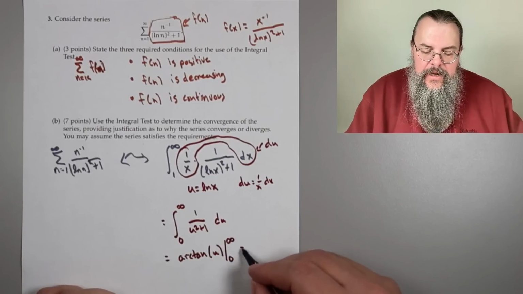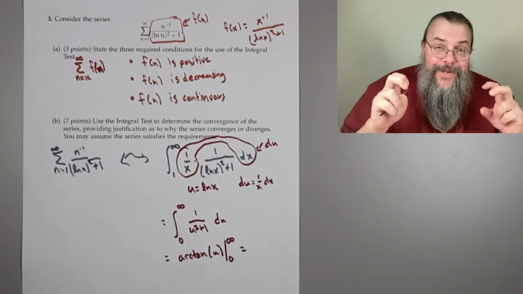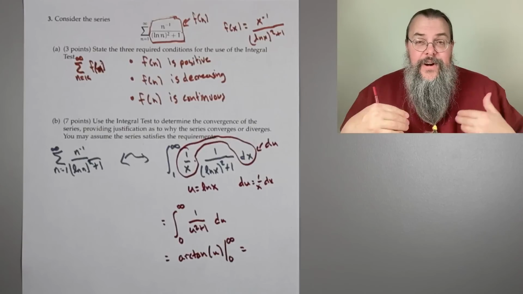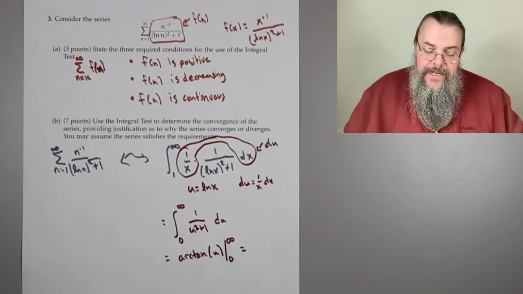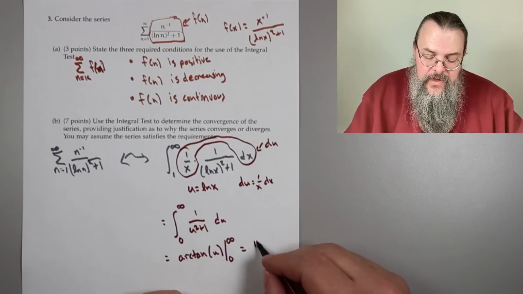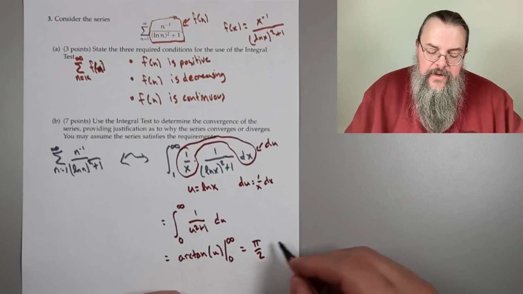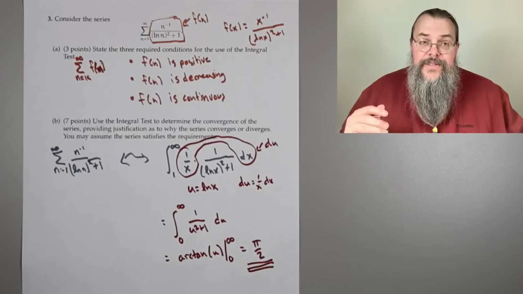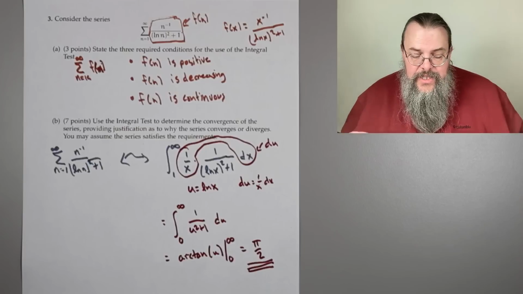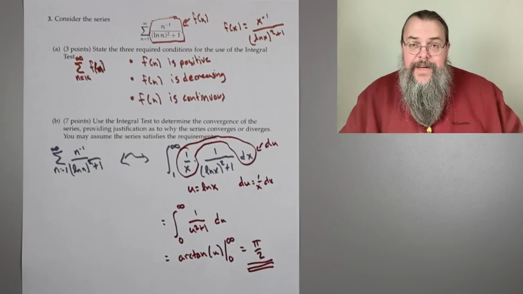Now you plug in infinity, and you say, well, what happens as arctangent goes to infinity? There's an asymptote. It goes to pi over 2. And then plug in 0, arctangent of 0 is 0. Now, our answer isn't pi over 2, because the question is, does it converge or diverge?